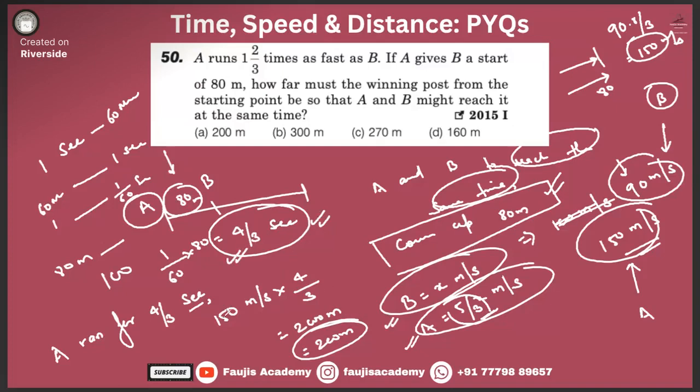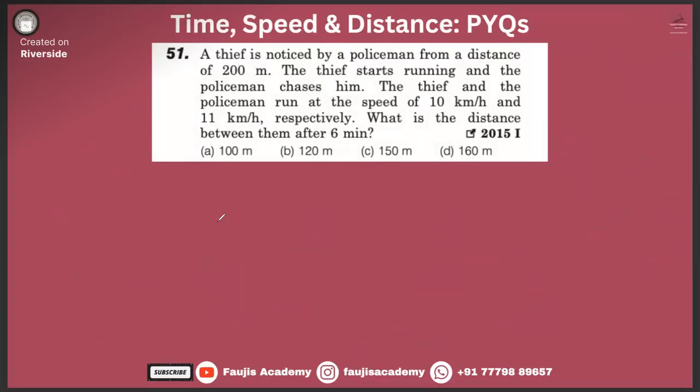And we multiplied this timing with the speed of A, because A will be running the full distance. We cannot multiply this by B. So we multiplied it by A's speed. We got 200 meters as your answer. Clear? Yes, sir. Can you read the question for me, please?